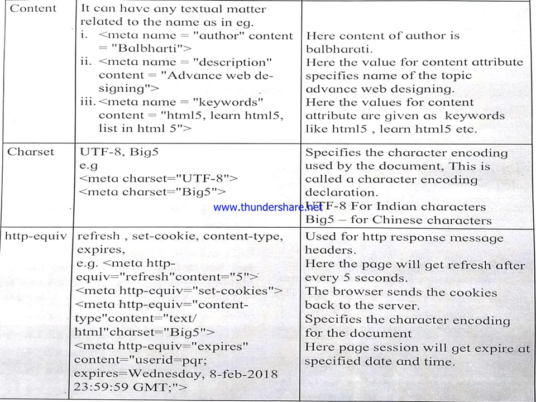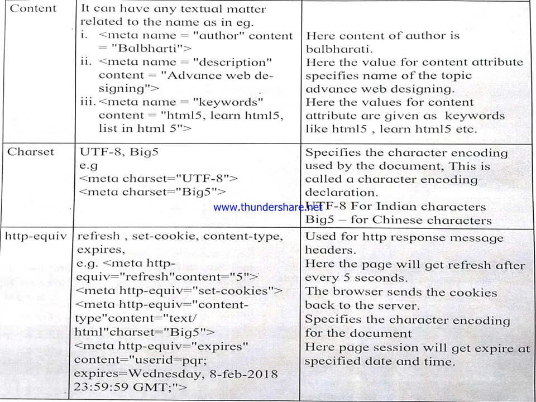content. What is the meaning of content? It can have any textual matter related to the name, as in the example. That means suppose meta name is equal to author. The value of the attribute name is author. So regarding the details about this particular author, we are supposed to mention the details of that author, including the name of the organization or the person itself. So here meta name equal to author, content equal to Bal Bharti.